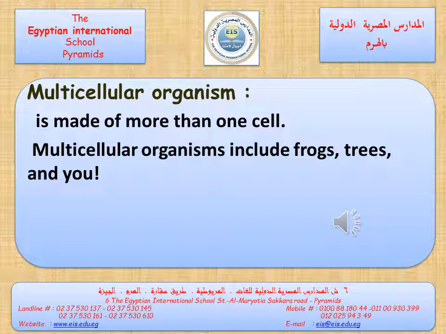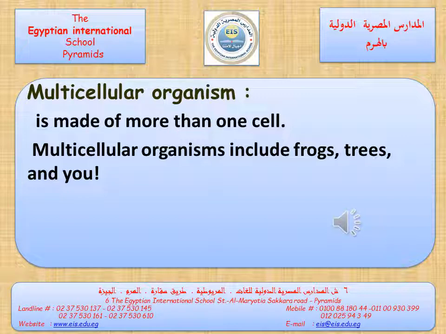Again, any living organism around us may be a multicellular or a unicellular. What is the meaning of multicellular? A multicellular organism means a living organism made up of more than one cell.